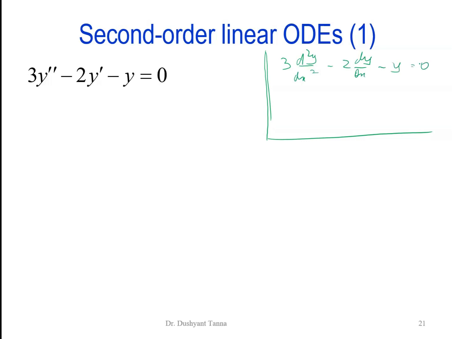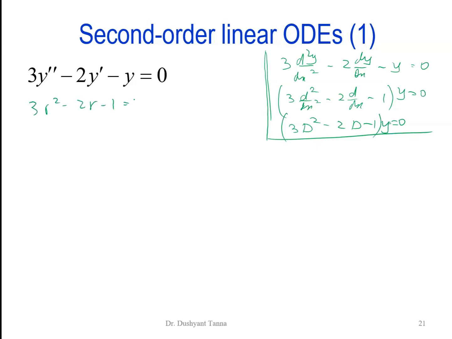Yeah, just a dy by dx form. Now 3d squared by dx squared, 2d by dx minus 1, y is 0. There you got the equation, 3D squared minus 2D minus 1 is 0. We follow the same notation, so we will say 3r squared minus 2r minus 1 is 0. That's your equation. Getting the equation correct is a first essential step.